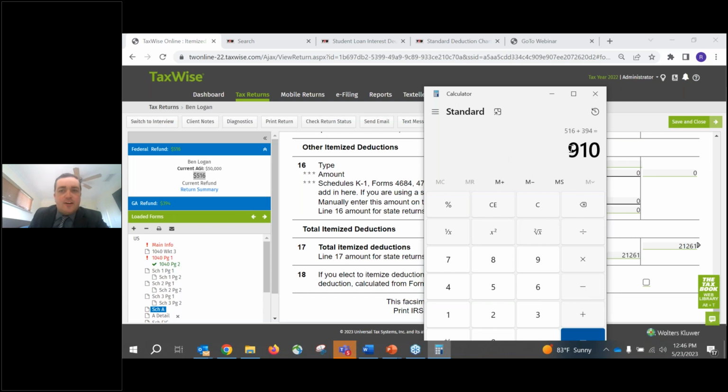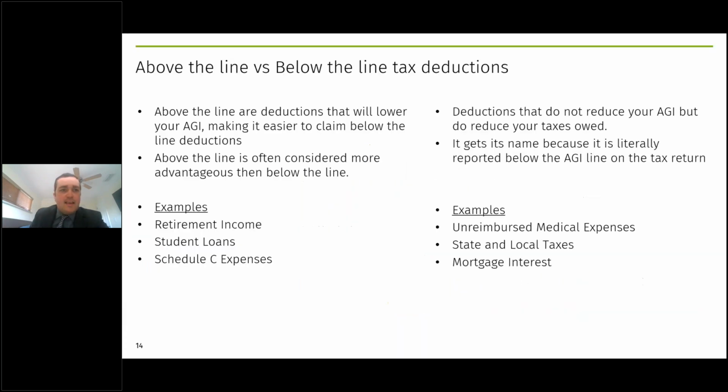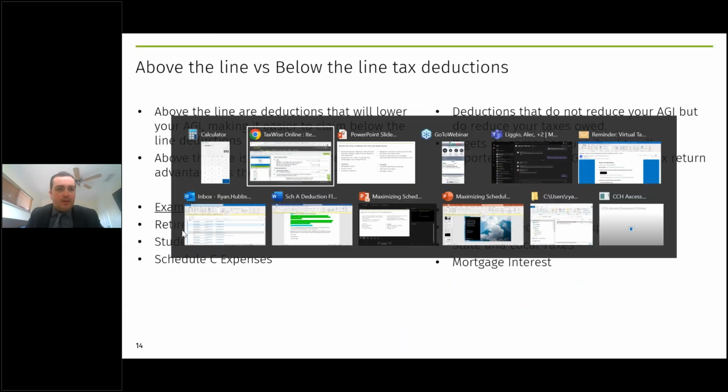Now, this is with the standard deduction, and Georgia is one of those states that requires if you take the standard on the federal, you take the standard on the state. If you take the itemized for the federal, you take the itemized for the state. So we're at 910.